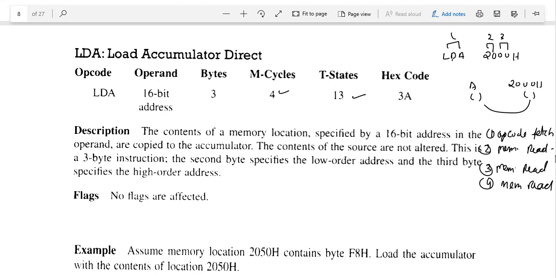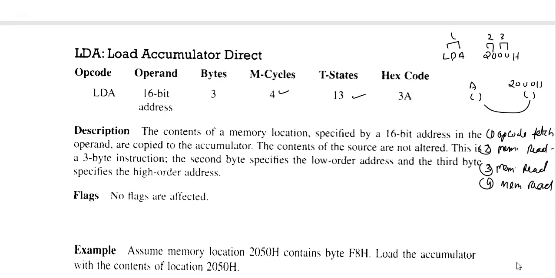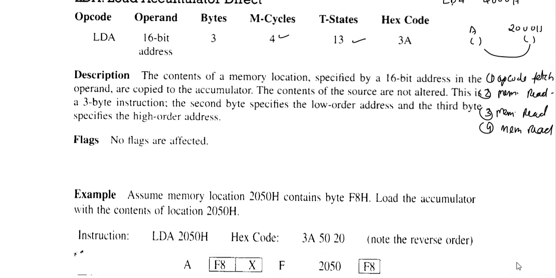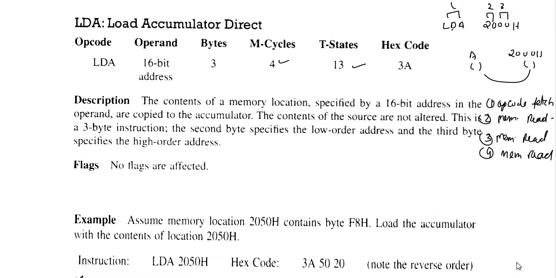So you can see how easily we can find out the number of machine cycles as well as T states. Now, after LDA, if I ask which addressing mode this instruction supports: since the address is directly specified as a part of the instruction, it is a case of direct addressing mode.